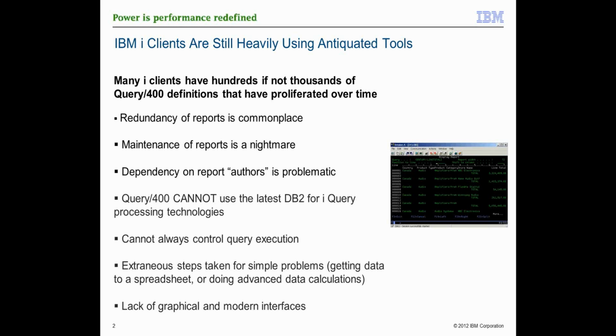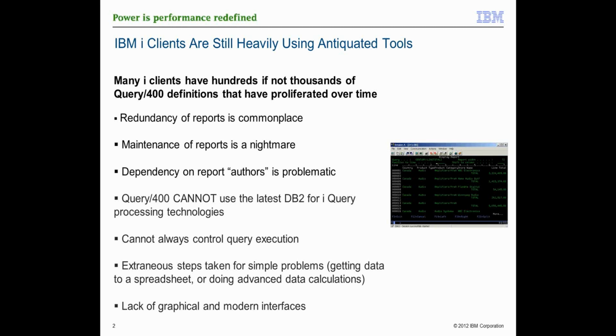And there are other problems with Query/400. You depend on report authors, and those report authors may write bad or runaway queries that really tax the system and take resources away from other jobs. So that's a problem. You can't easily control who can and can't write queries.